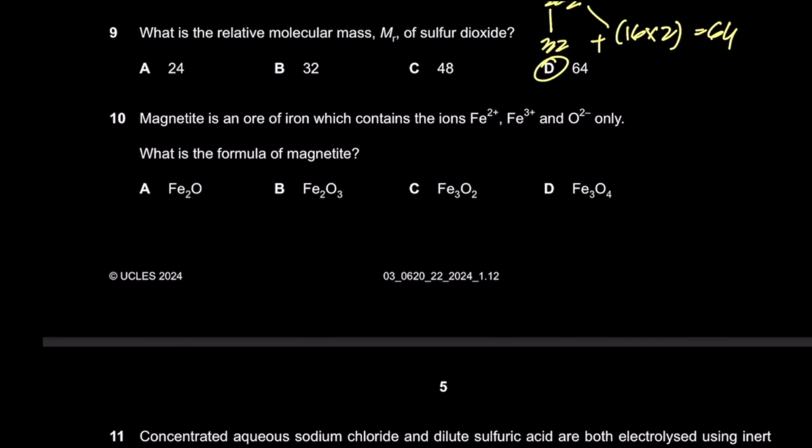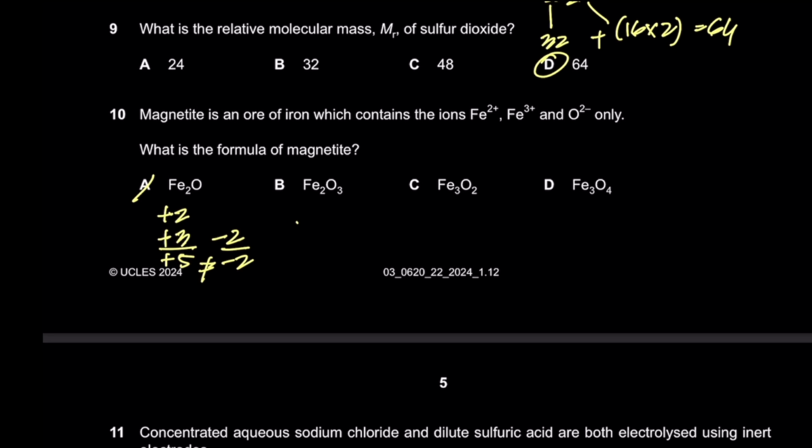Magnetite is an ore of iron which contains the Fe2+ ion, the Fe3+ ion, and the O2- ion only. So whenever you have irons, it's going to have the 2 plus and the 3 plus ions. What is the formula of magnetite? So let's write it down. You have 2 irons, so it must have the 2 plus ion and the 3 plus ion, and you have 1 oxygen, so the charge here is -2. So +5 is not balanced by -2, sir. +5 needs a -5 to be balanced. So A cannot be the correct option.